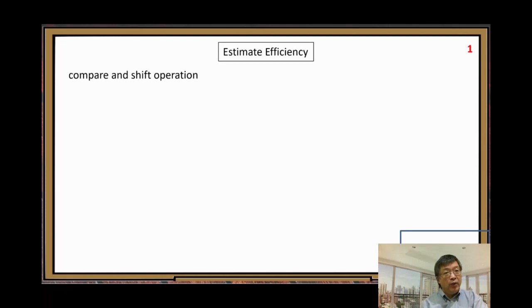When we do it, we look at this operation, compare and shift operation, because each step we need to do comparison first. Then, based on the comparison result, we make our decision. Should we do shift operation or we stop? Because we do not need to do further operation. We can stop. Two cases.